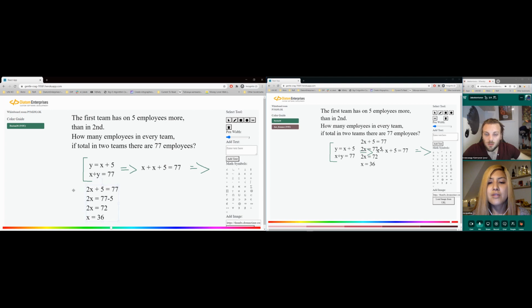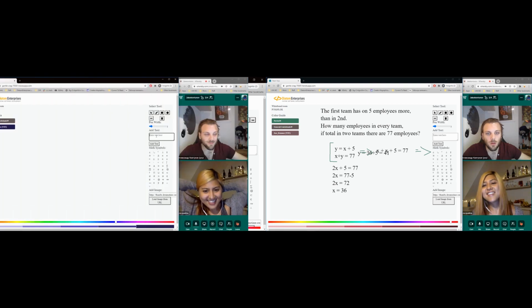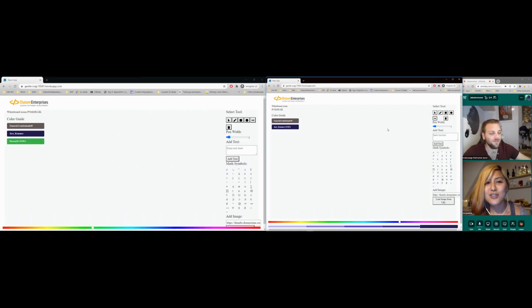Can you see the solution on my screen? Yes. And then from here it follows that y is equal to 36 plus 5, that is equal to 41. Exactly. So let's try geometry questions. Let's do it again. Okay, let's go.